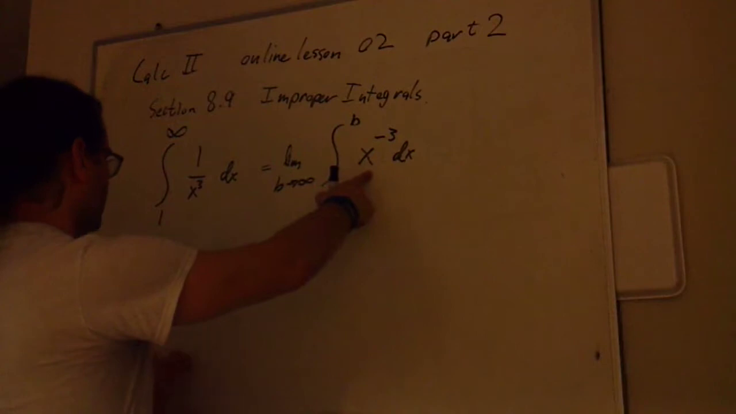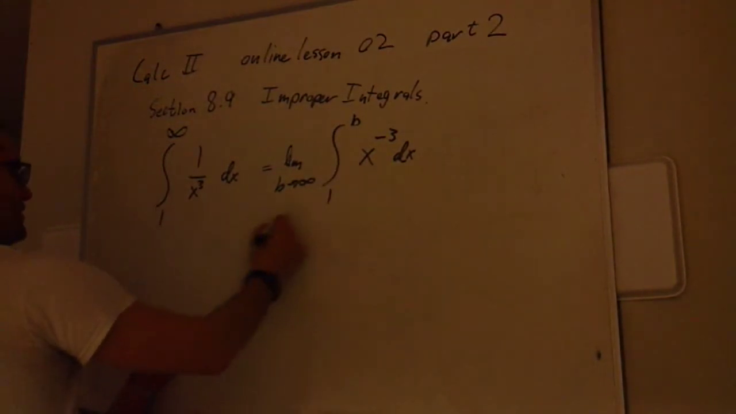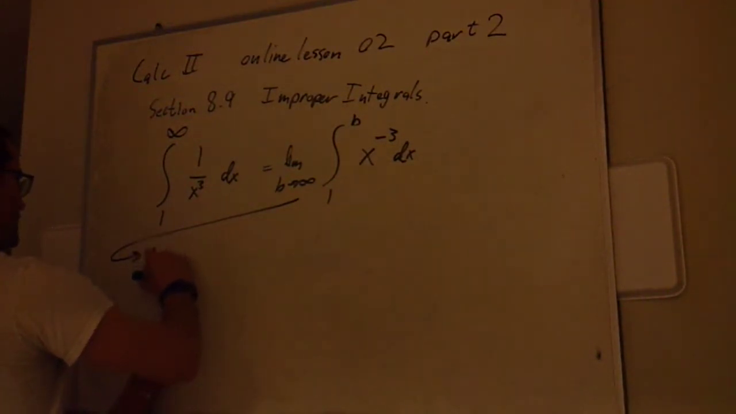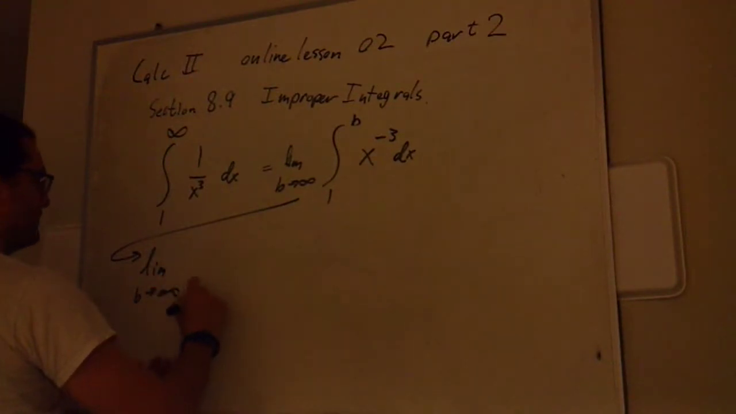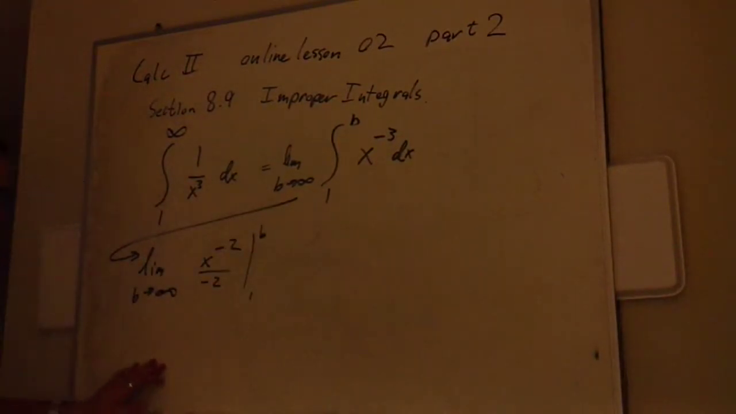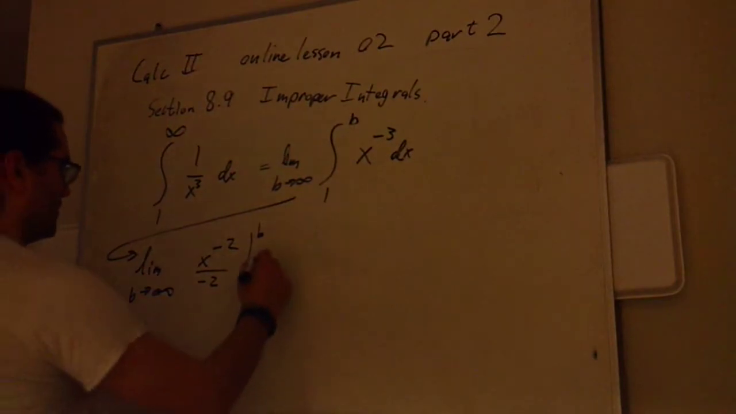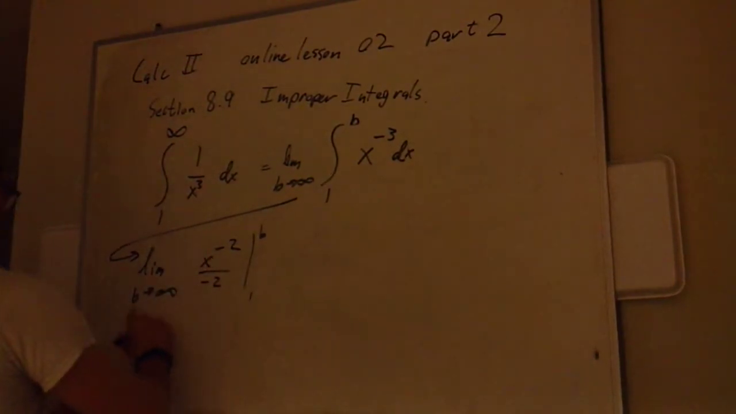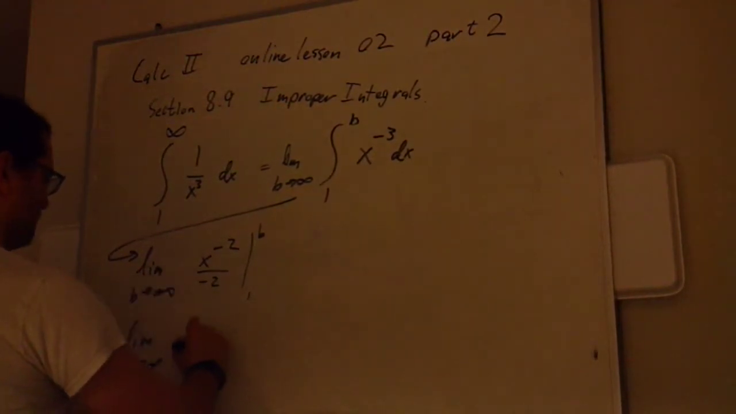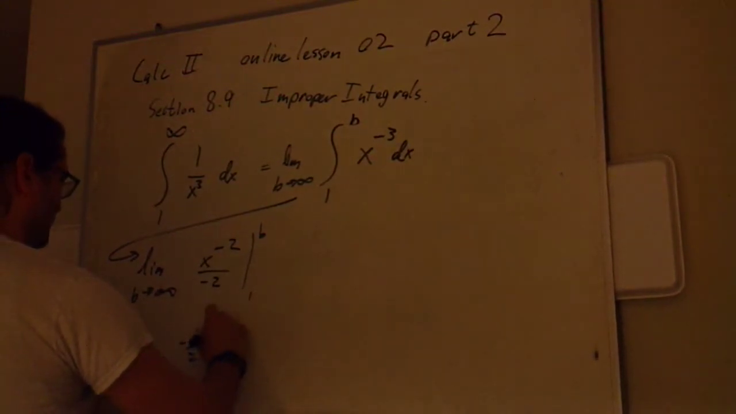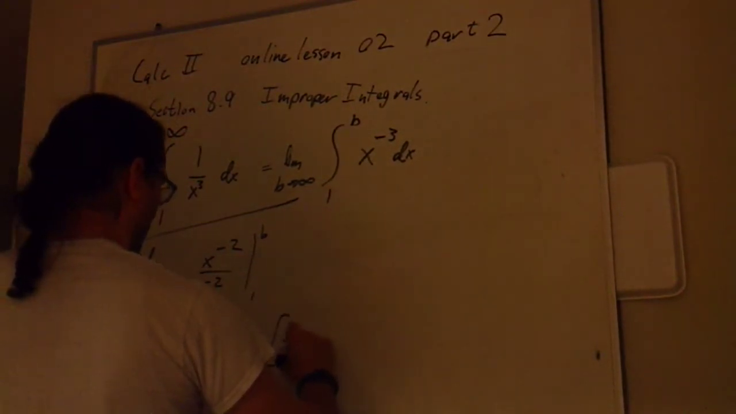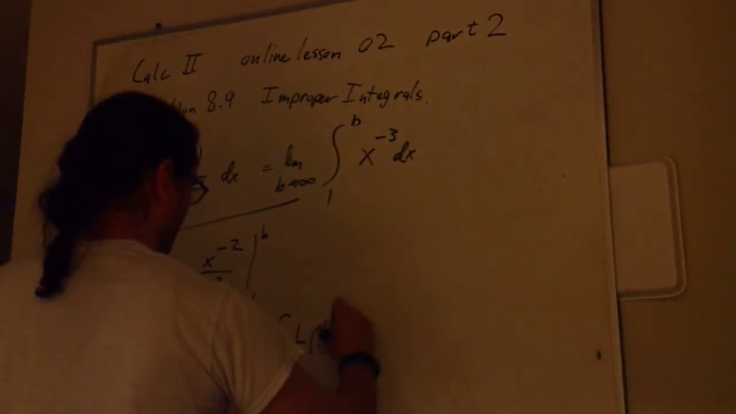First I need to integrate x to the negative 3. And I'm pretty sure that's going to look like the limit as b approaches infinity of x to the negative 2 divided by negative 2 from 1 to b. So I'm going to plug in my b, get the limit as b approaches infinity of this negative 2. I'm going to pull that out and call that a negative 1/2, b to the negative 2, minus negative 1/2, 1 to the negative 2.